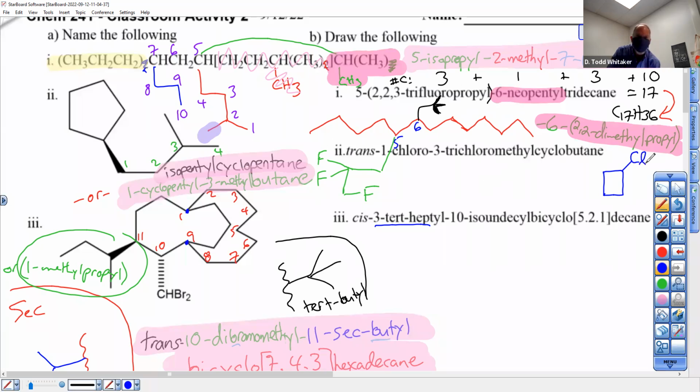Notice I don't worry about cis or trans till the end. And what's this group on 3 called? And there's carbon 1, there's 2, and there's 3. Trichloromethyl. How do you draw that?